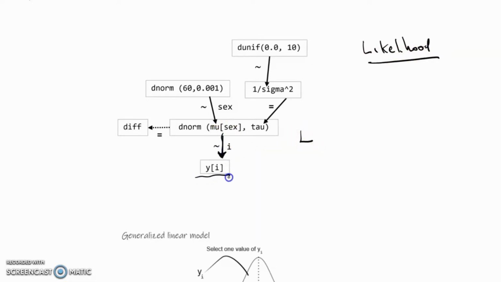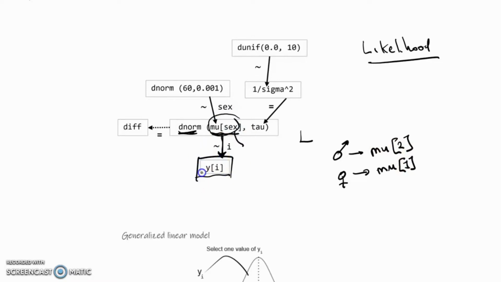It says that 100 different individual observations in wing length are going to come from a normal distribution with some value mean, and this indicates that the value of that mean is going to vary with sex. For the males, it's going to be mu2, and for the females, it's going to be mu1. So those are the means of the normal distributions from which the individual observations arise. And again, normal distributions in JAGS are parameterized by tau.